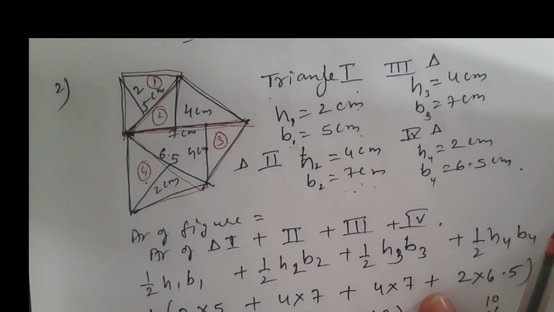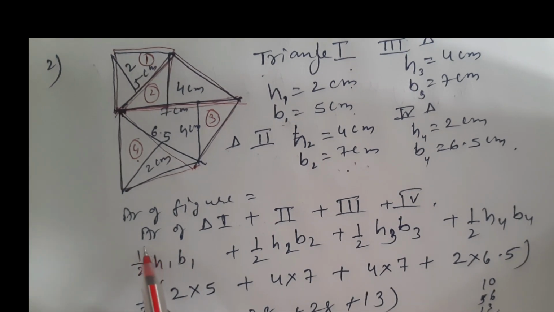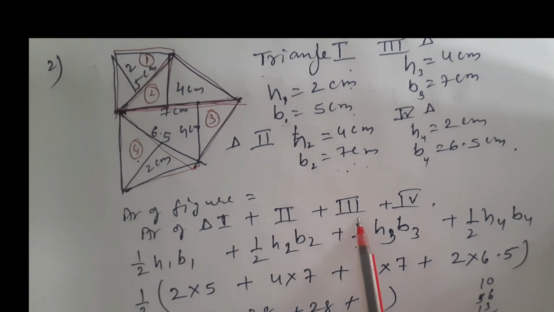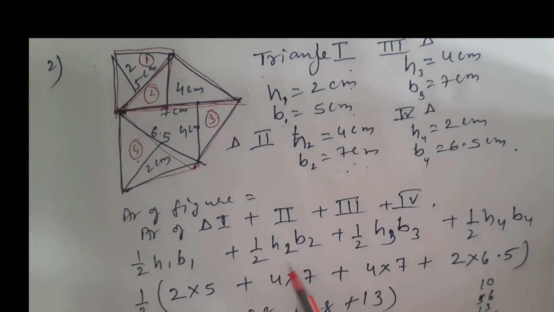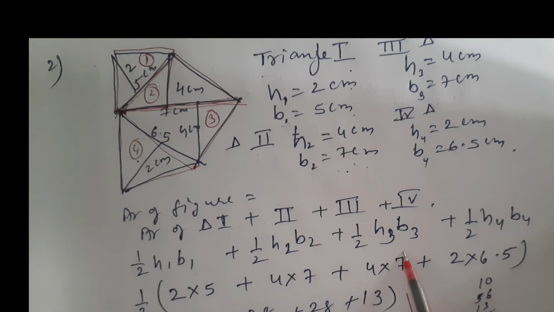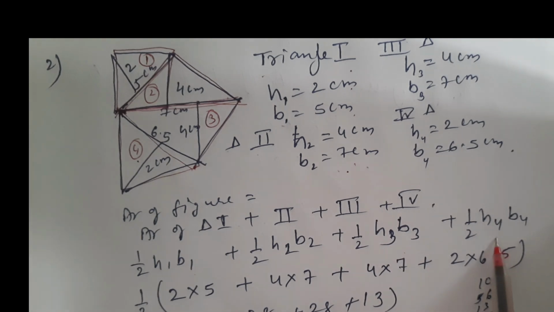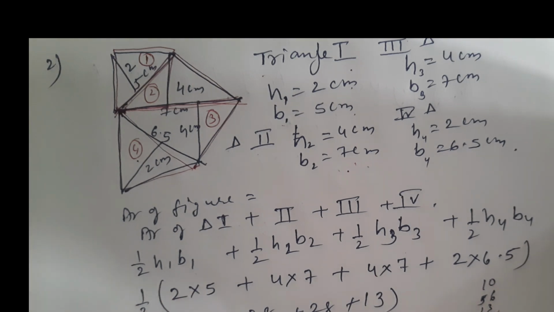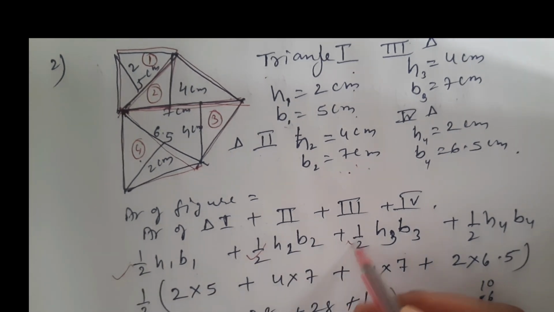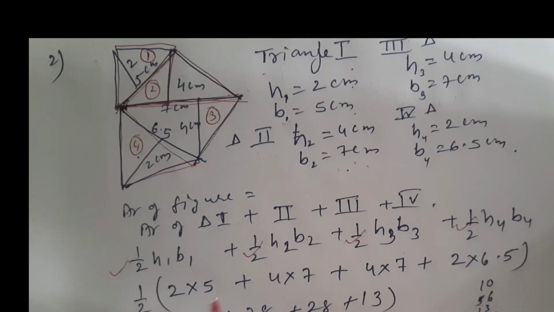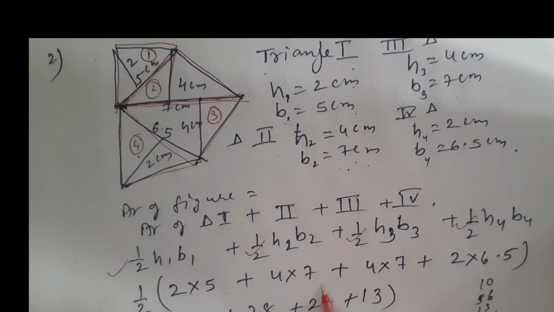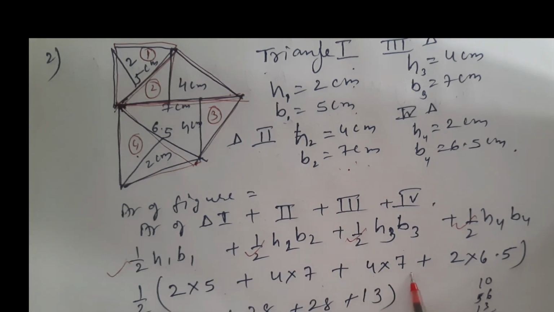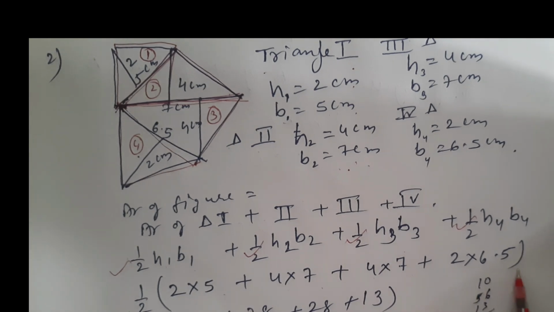Now in the same way, to find the area of the figure, we add all the areas of triangles 1, 2, 3 and 4. That is half H1B1 for the first triangle, H2B2 for the second triangle, H3B3 for the third triangle and finally H4B4 for the fourth triangle. Put out all the values. Here half is there in all the four terms, so I took it common. Here H1 is 2, so 2 into 5, and the same way H2 is 4, 4 into 7, H3 is 4 and base is 7, so 4 into 7, H4 is 2 and base is 6.5. Put out all the values, multiply them.